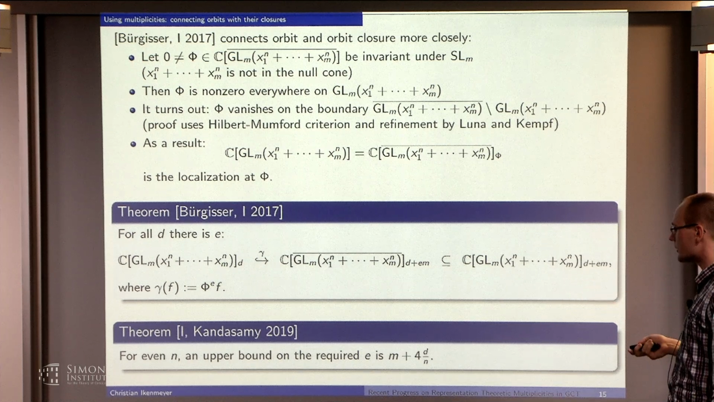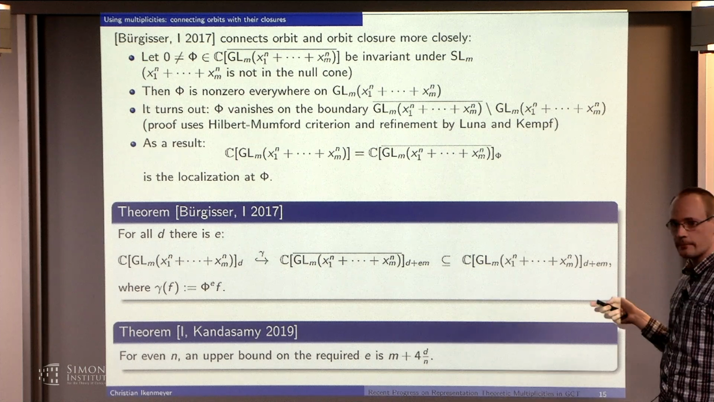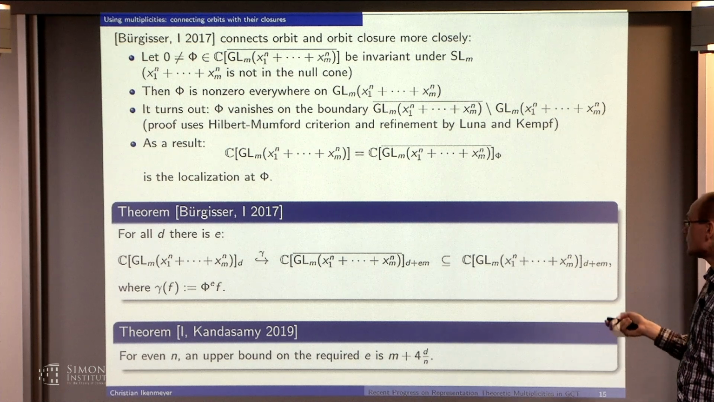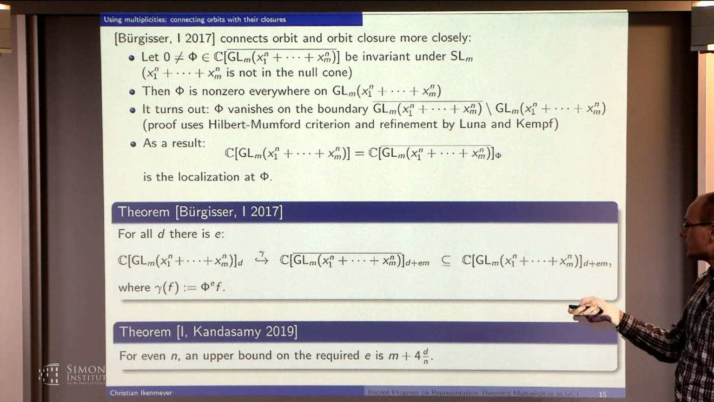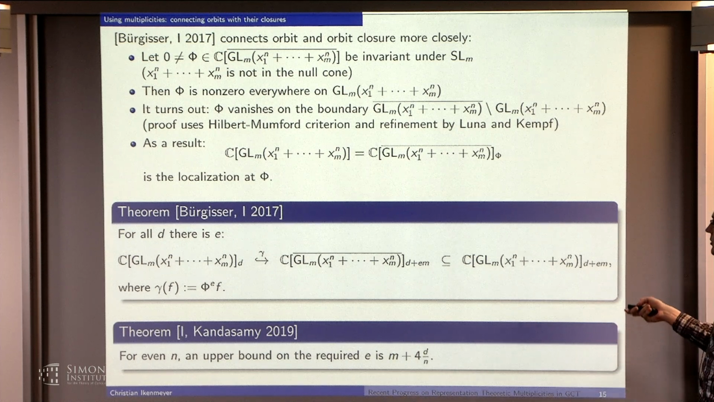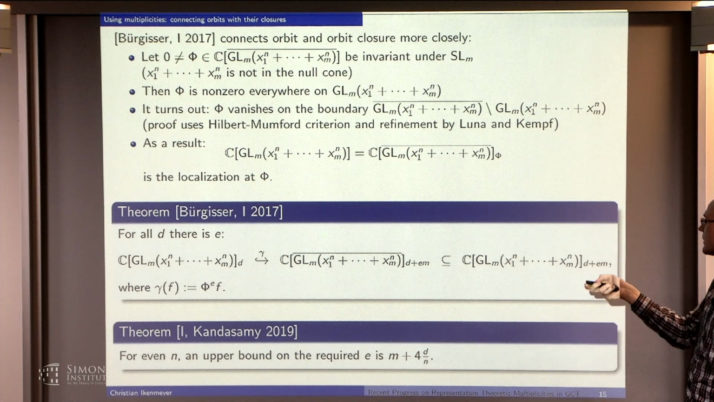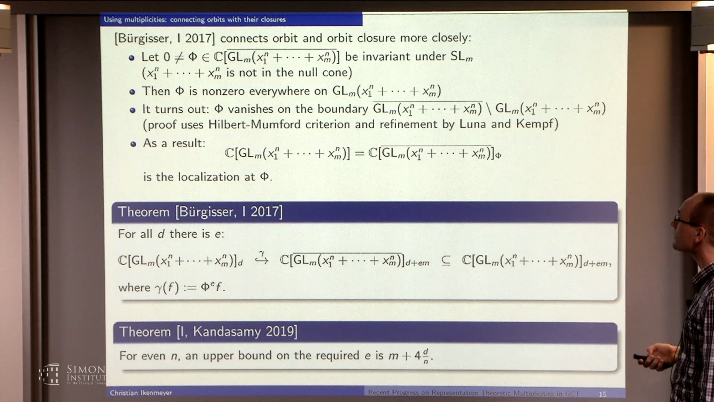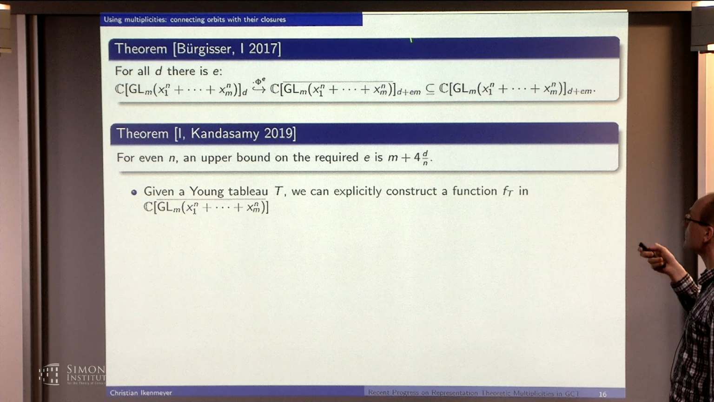The theorem is that for the power sum, and we don't know anything about anything else at this point, this is really, really small. If somebody gives you a function here, then the required exponent is just m plus 4d over n, which is really, really small, and basically squeezes this object from the left and from the right. Let me give you an idea of how one could even prove such a thing, that this is so close. Okay, so this is a restatement of the two things.